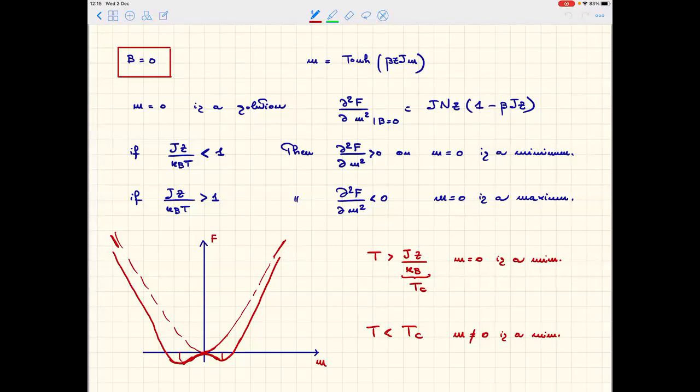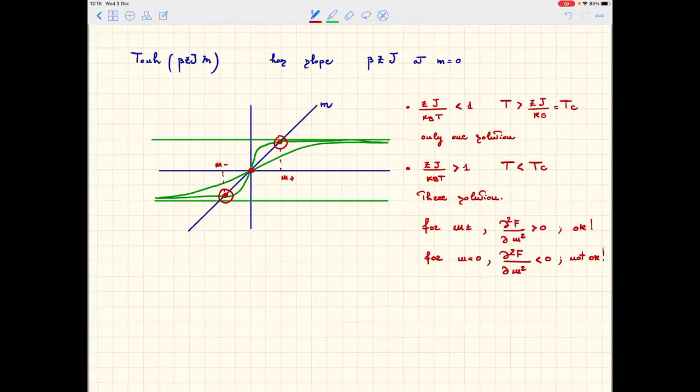Actually, I mean the physical meaning of that. Well, we are looking for minima of the free energy. Which one of these solutions is a good solution is decided by the following fact: a good solution is a solution that is also a minimum of the free energy. If it's not a minimum of the free energy, it's not a good solution. And that's why I'm computing the second derivative. Okay?